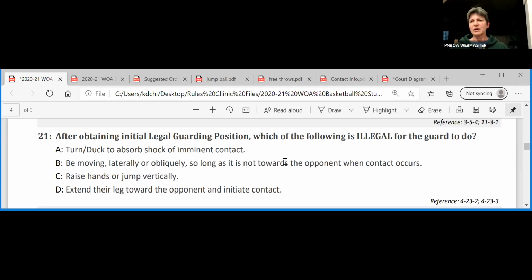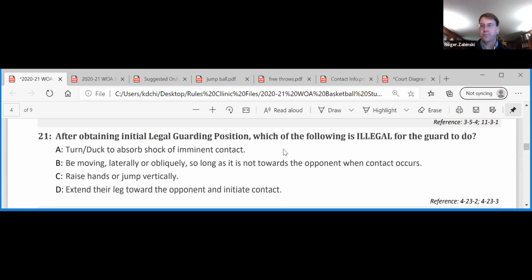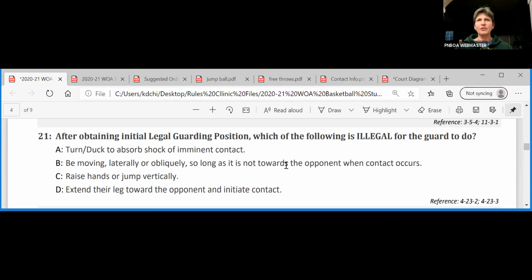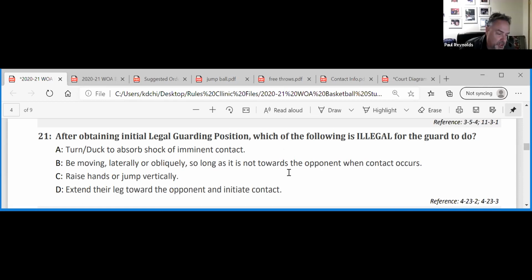Two feet on the floor, torso facing. Well, you have to obtain legal guarding position. I think it'd be hard to guard on one foot. Well, you could be like one foot in the air because you're moving. To establish, though, you have to have both feet on the floor.